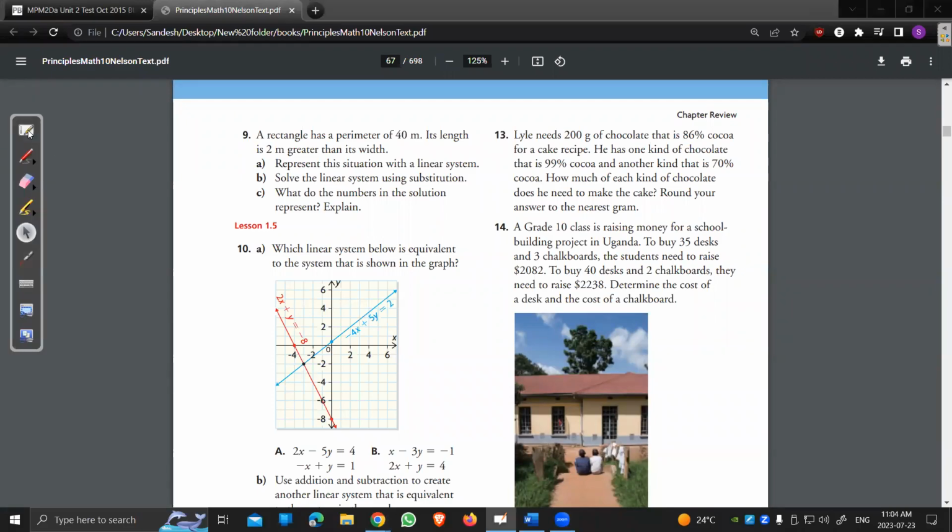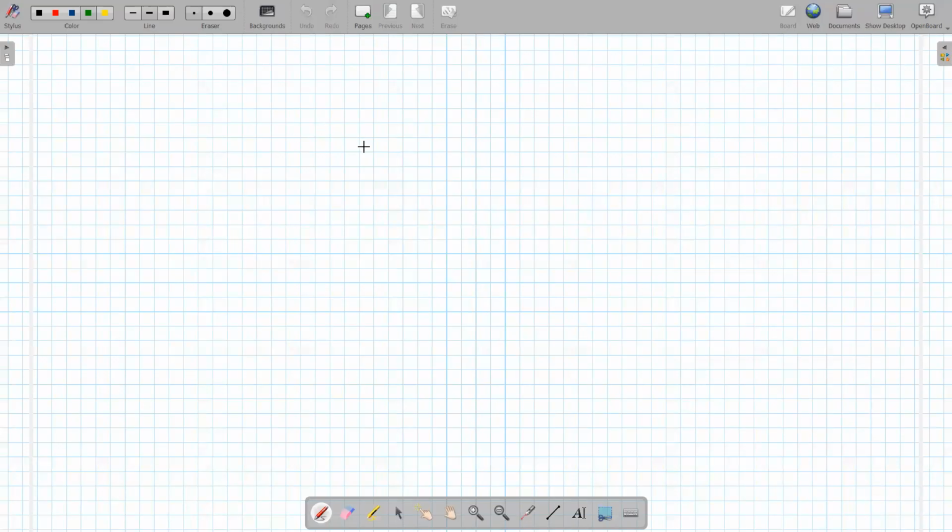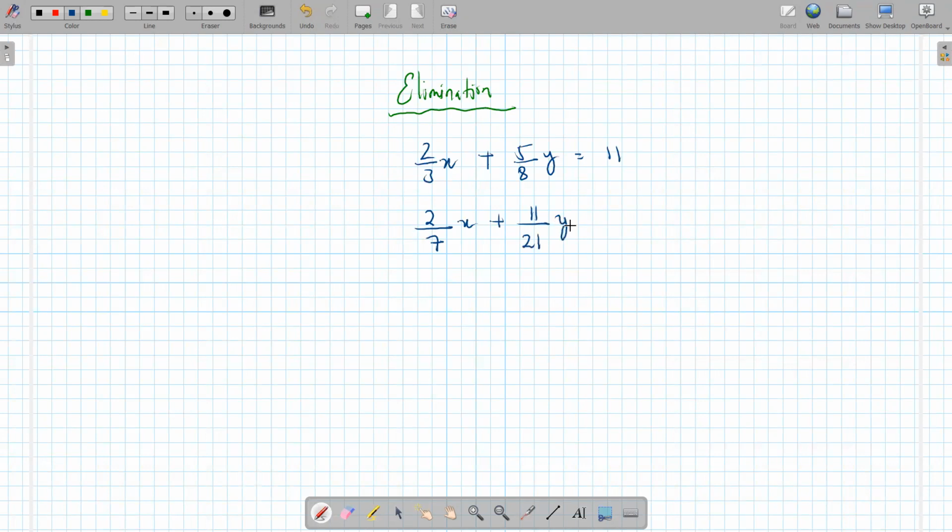All right, so yesterday we were doing elimination. Quick recap of how elimination works. You don't have to use it, but sometimes if you don't want to deal with fractions, elimination is a little bit better. So let's say you have something like 2/3x plus 5/8y equals 11. And then on the bottom you have, let's give some prime numbers here, 2/7x plus 11/21y equals 3.